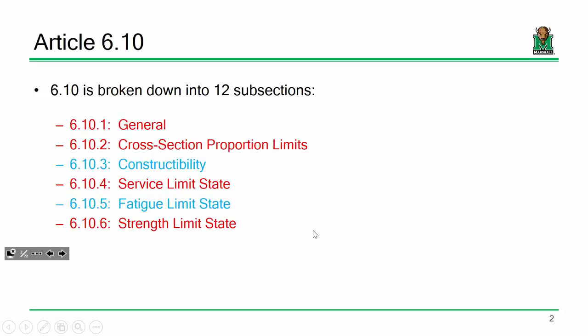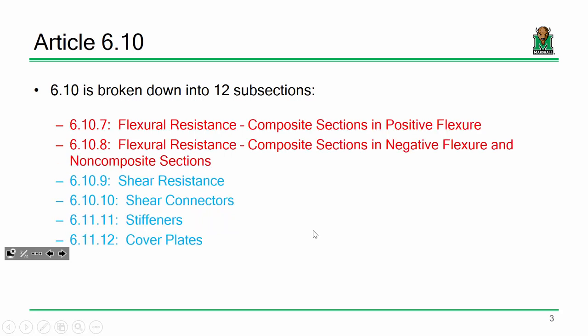What I'm going to do is talk about or try and get through some of the red sections tonight, or at least go through them as much as I can. The blue sections are the stuff I'm going to hit up later. So later we will talk about constructability. Later we'll talk about fatigue. But I'm going to try and talk about just in general. We've already seen some of the stuff in general tonight because we looked at the hybrid girder factor. I'm going to try and talk a little bit about cross-section proportion limits, the service limit state, the strength limit state. Later, we will talk about shear.